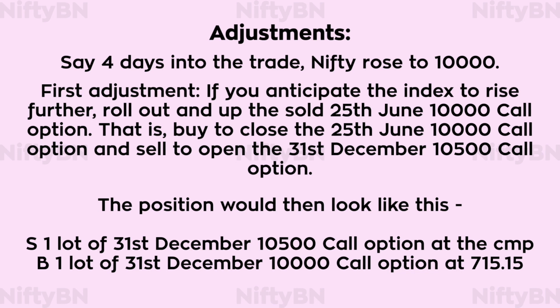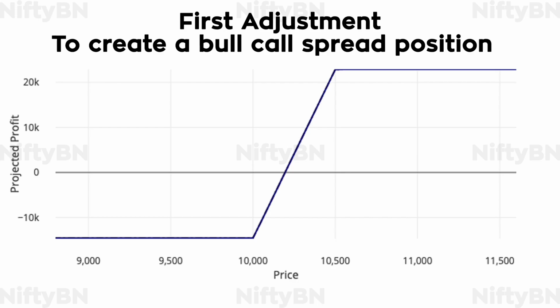Sell one lot of 31st December 10,500 call option at the current market price on that day. Buy one lot of 31st December 10,000 call option at 715.15. This creates a bull call spread position, which would benefit from the anticipated bullish movement of the index. This adjustment would help you if the index continues to move up.